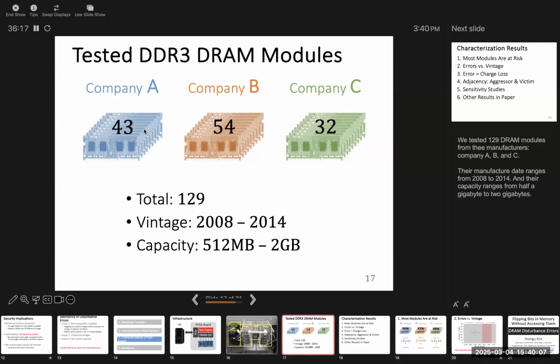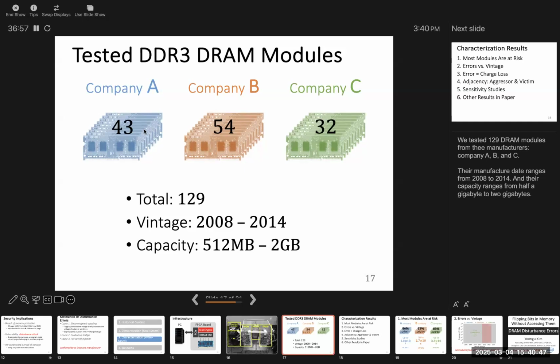Okay, so they did experiments on DDR3 DRAM modules from 3 different vendors. They didn't show their names because that can be problematic. But what they say is that these 3 companies have a major share of the memory chip industry. They tested a total of 129 memory modules from 3 different companies: 43 from A, 54 from B, and 32 from C.